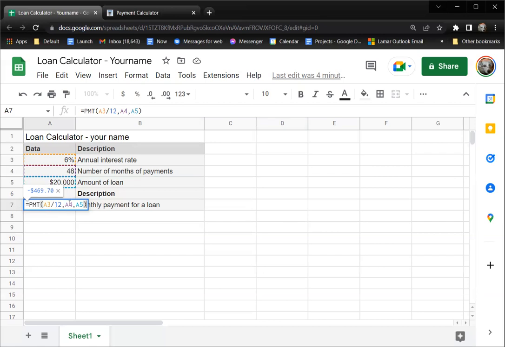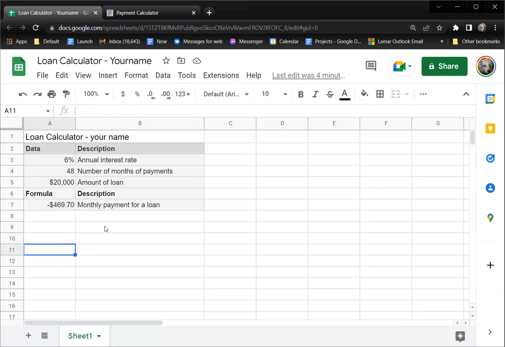All right, now this A4 is the number of payments. And notice I have that already in months, so there's nothing you really have to do with that. And of course, A5, the third item here, is just the amount of the loan. So part 1 of this assignment is for you to do this, to recreate this.